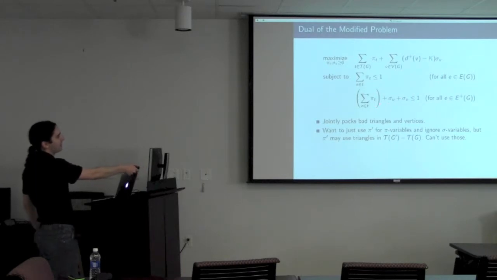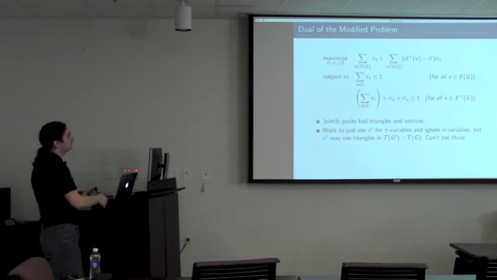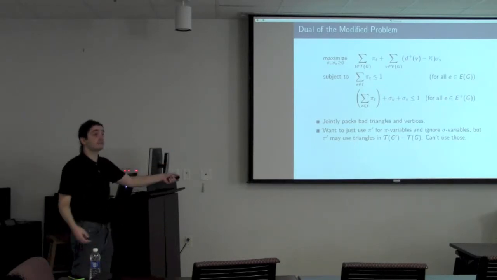And also, if I look at the positive edges, not only when I sum up the triangles containing that edge should it be at most 1, but also when I look at the endpoints of that edge. I guess it's not written down, but u and v are the endpoints of e, these should all add up to at most 1.